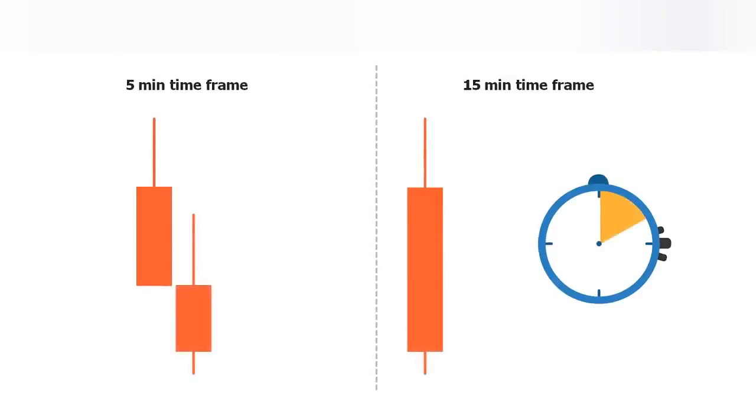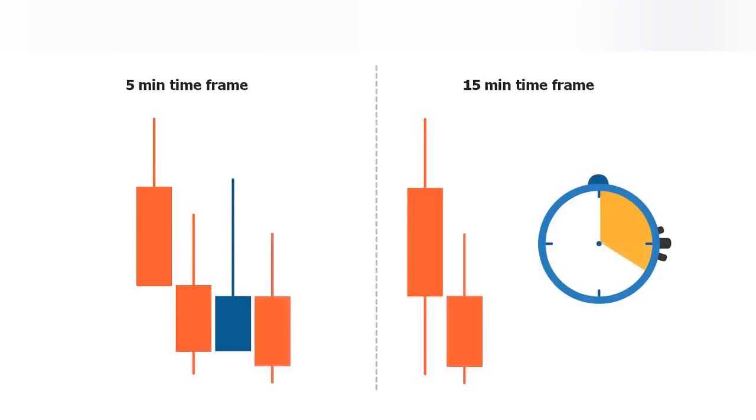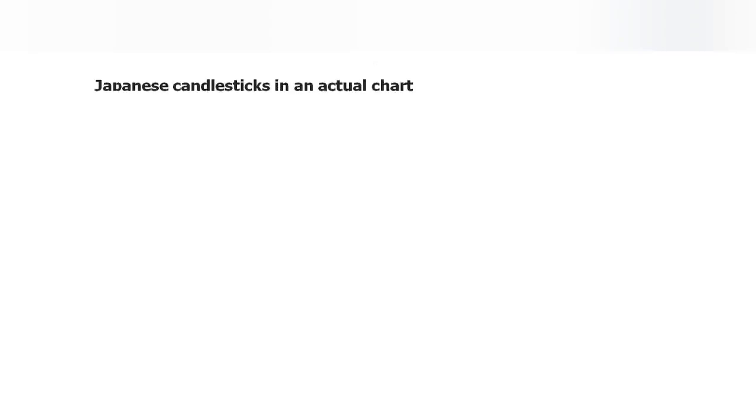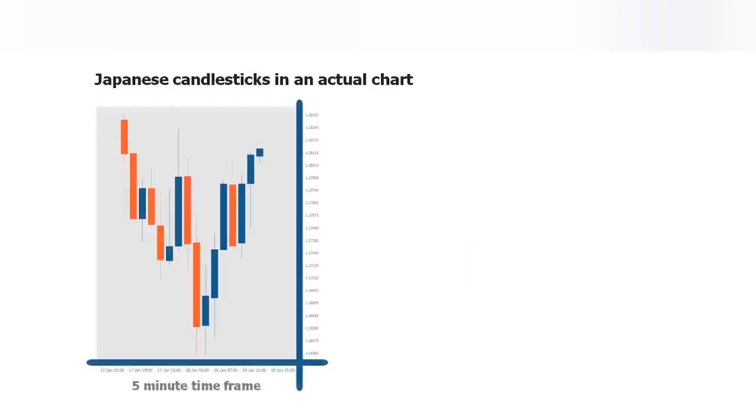So after 10 minutes you would have 2 5-minute candles, but just one 15-minute candle. At 15 minutes you have 3 5-minute candles and still just one 15-minute candle. After 20 minutes there are 4 5-minute candles and 2 15-minute candles. And so on. Here you see how the candles look in a real chart.